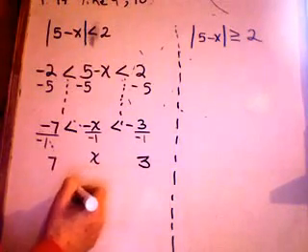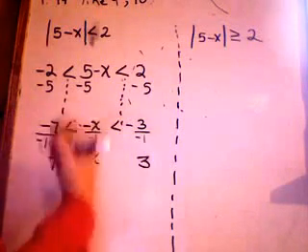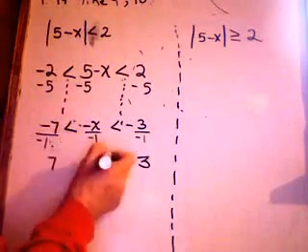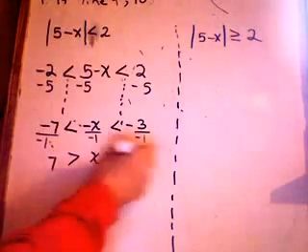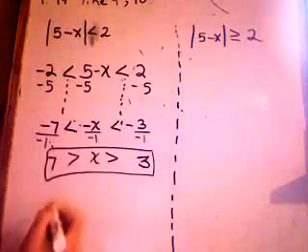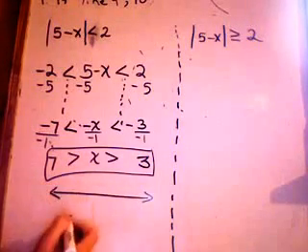You notice I didn't put the symbol yet? I don't know if you remember this from Algebra 1, but whenever you're solving inequalities, if you divide by a negative, you have to switch the way the symbol goes. So here, what does this mean, and how do I put it on a number line? Well, it means x is between 3 and 7.